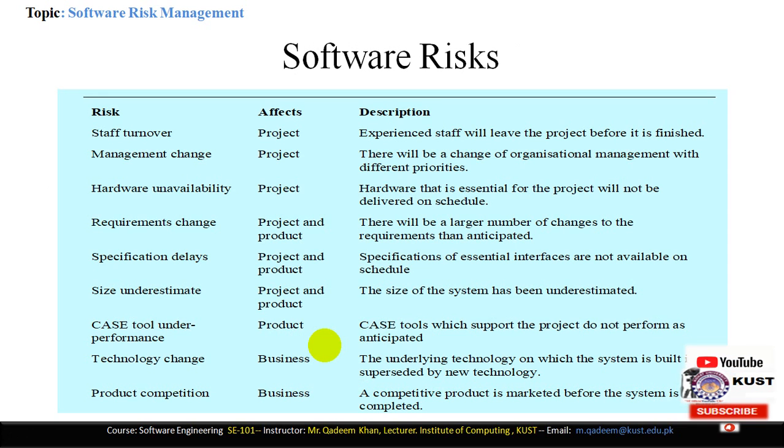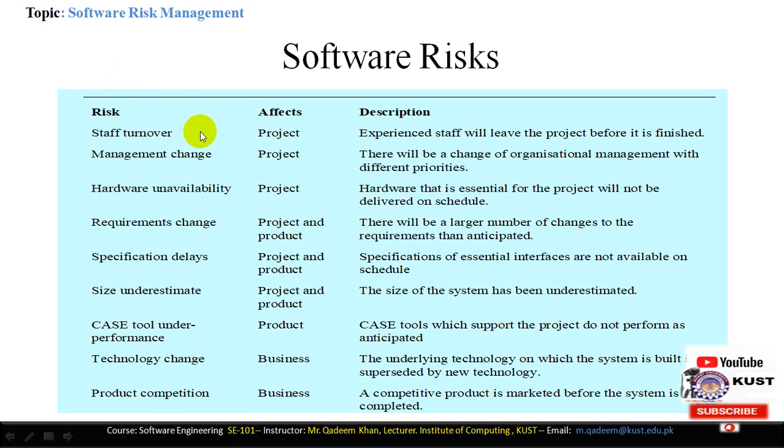Now, we are discussing some sorts of software risk that may occur during the project development. So, basically, we have all these types of different risks. Now, the previous ones were very generic. Now, these are the specific types of risk. So, staff turnover is a major risk. It has an effect on the project. Staff turnover risk can affect the project.